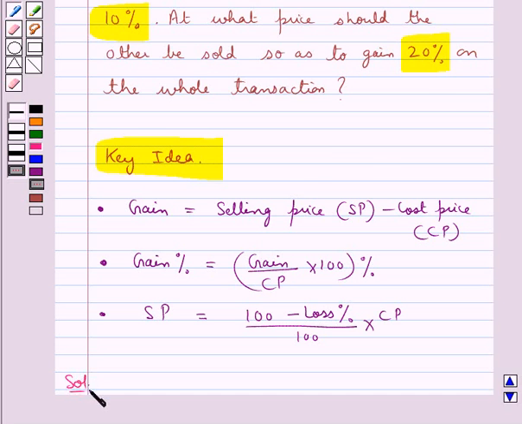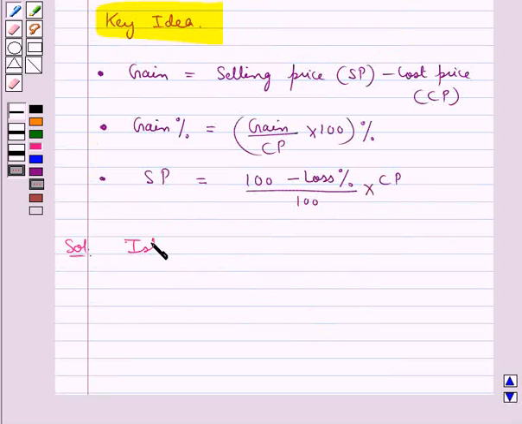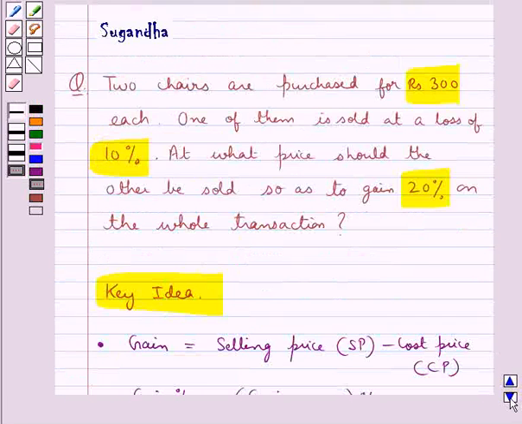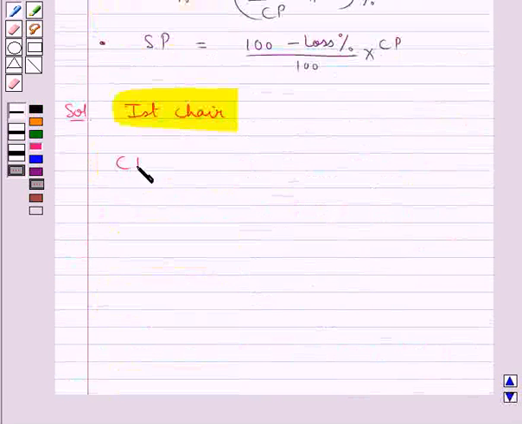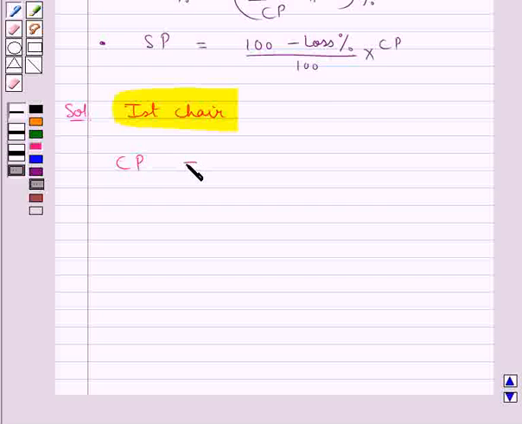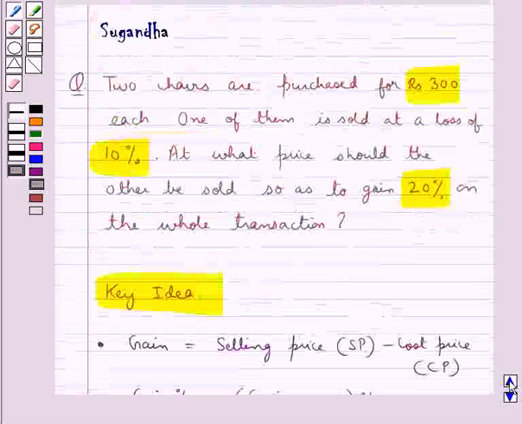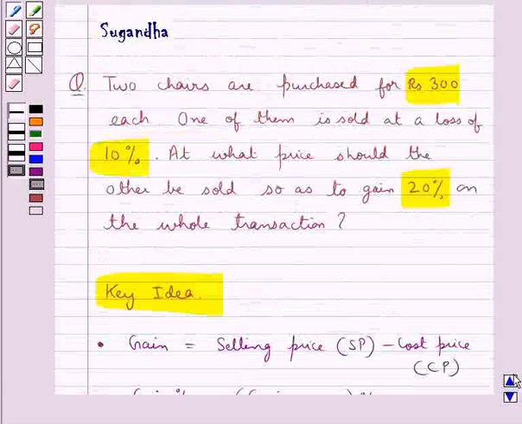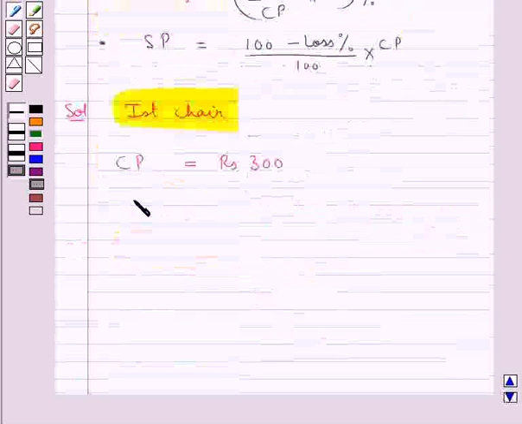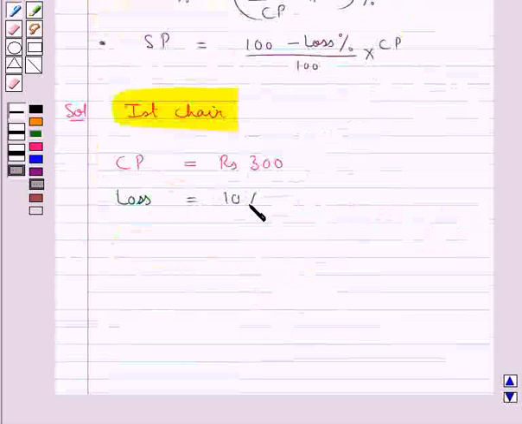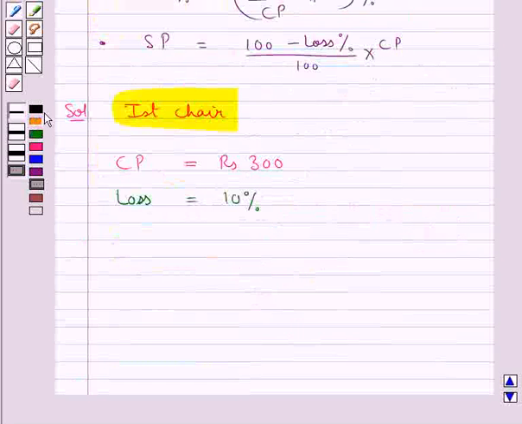Let's move on to the solution now. First, let's consider the first chair. Since it's given that it is purchased for rupees 300, the cost price CP of the first chair is rupees 300. It's also given that when this chair is sold, there is a loss of 10%. So for the first chair, loss is equal to 10%.